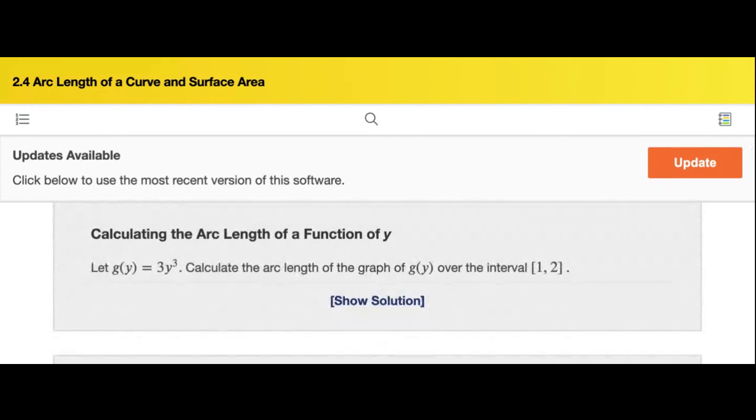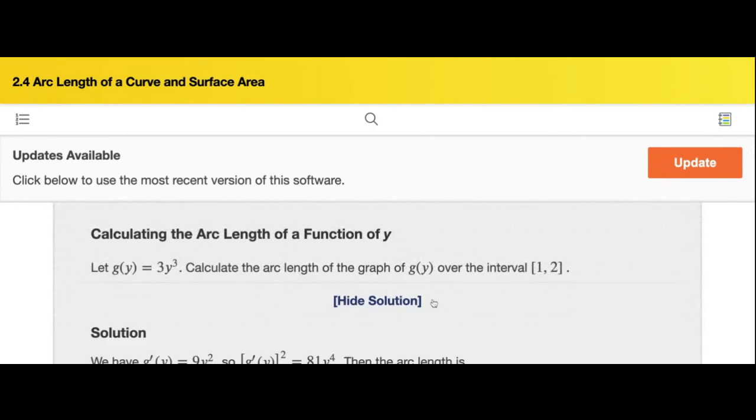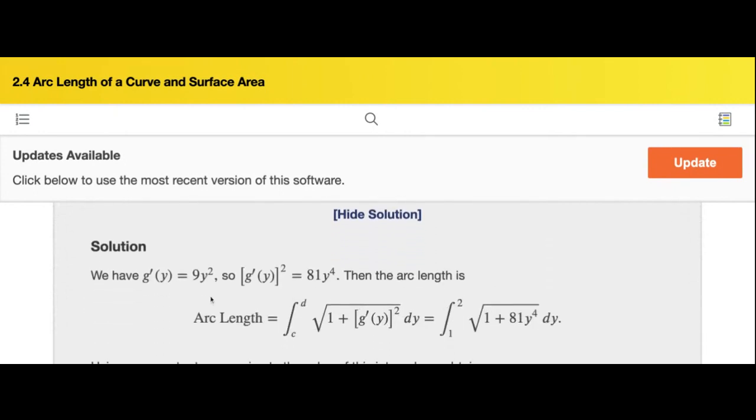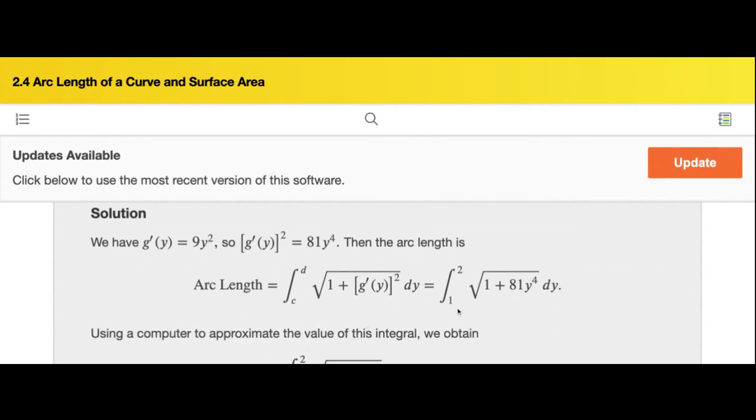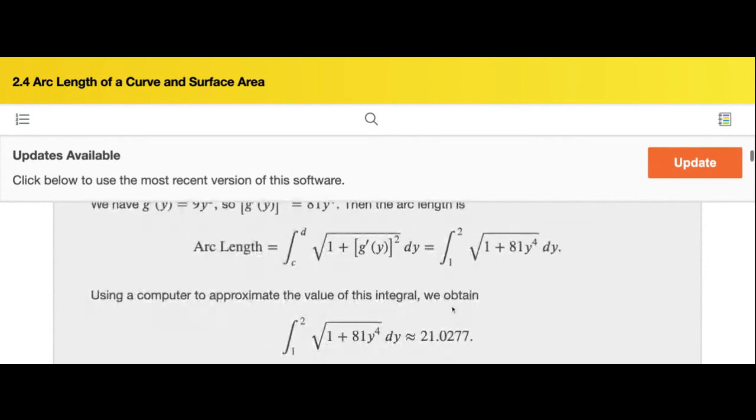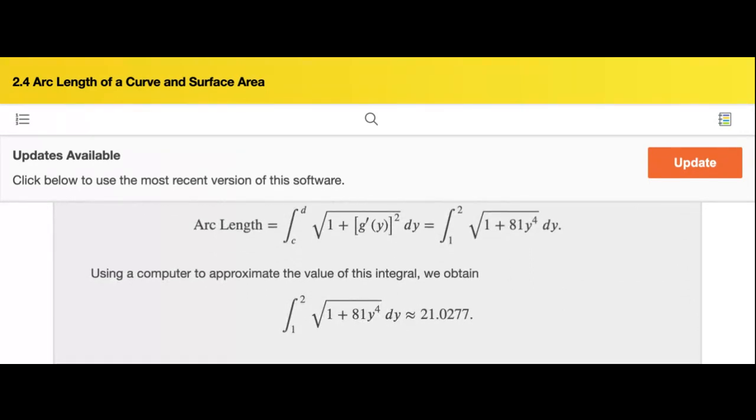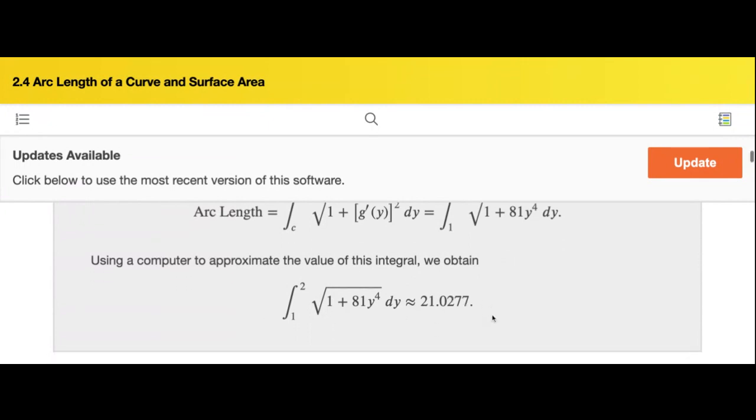Let's see this one. So we have a function g of y equals 3y cubed, and we want to find the arc length between 1 and 2. So g prime is 9y squared. When we square g prime, we get 81y raised by 4. We plug in, we get the integral from 1 to 2. The integrand is the square root of 1 plus 81y to the 4th power. We could use a computer or calculator to approximate.